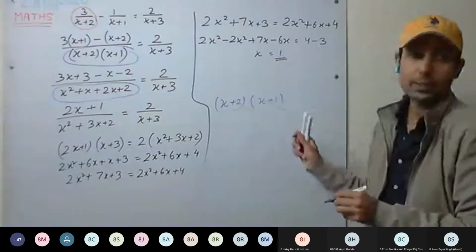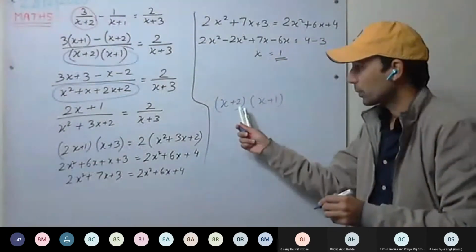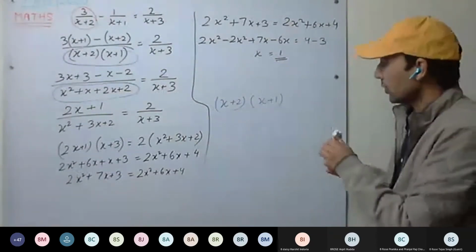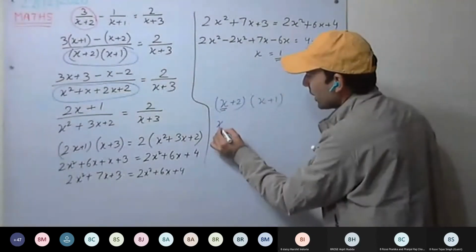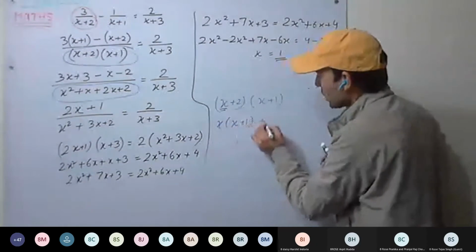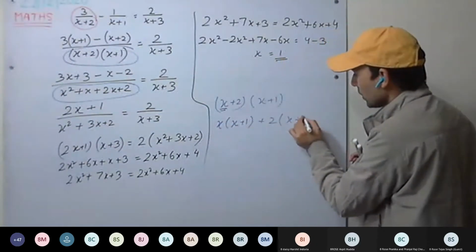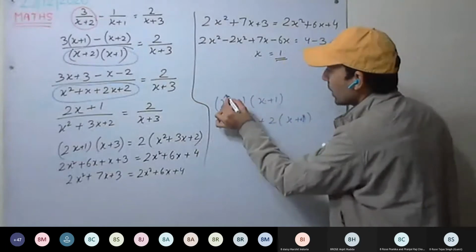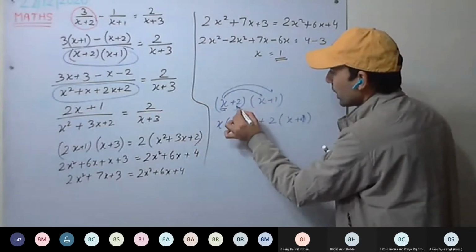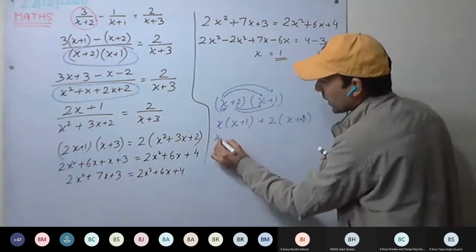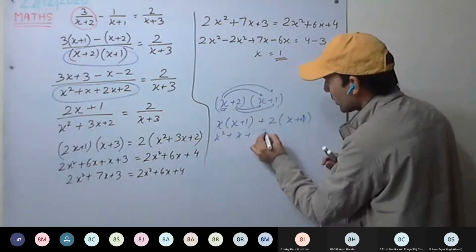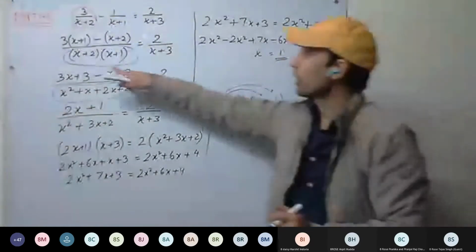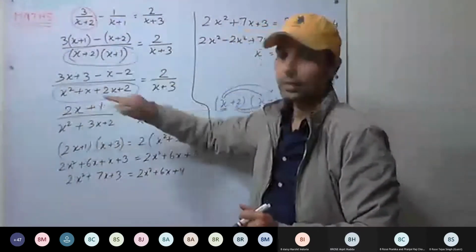If you open the bracket and multiply these two expressions, x plus 2 and x plus 1, this we have done. The first term, x into x plus 1, plus 2 into x plus 2, or 2 into x plus 1. What you are doing is multiplying x, then these two. X square plus x plus 2x plus 2. Understood this one? We have multiplied these two terms this way.